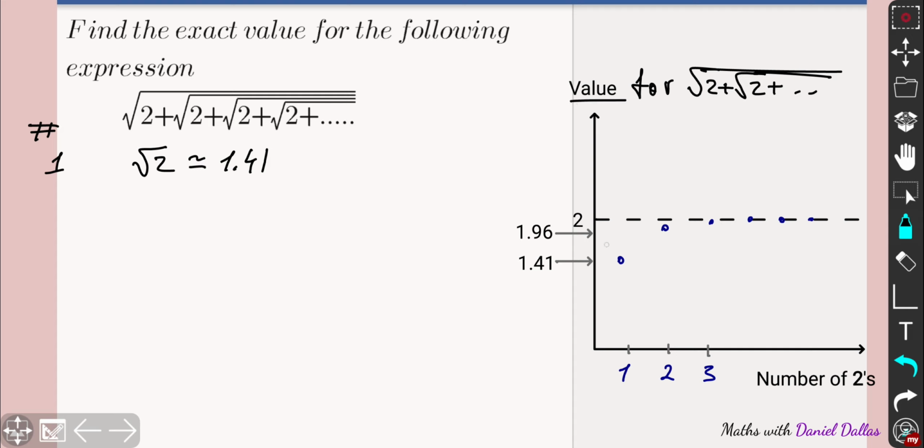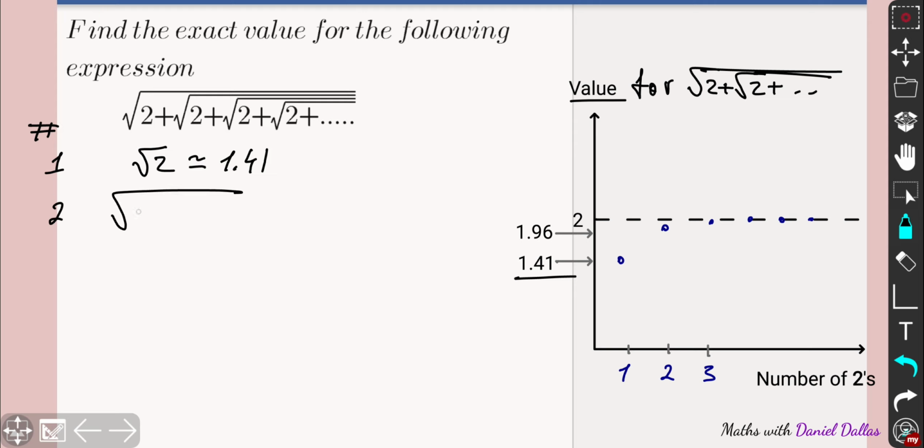It's a vertical axis, and the number of 2's is horizontal, so we've got the first point corresponding to what if we have only one 2 under the square root. So one 2 under the square root, and the value, well, we've got approximately 1.41. What if we have 2 2's?